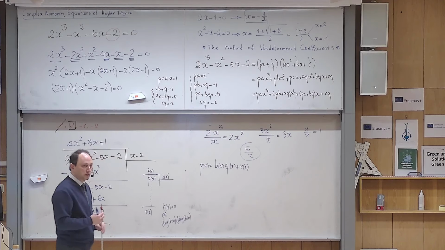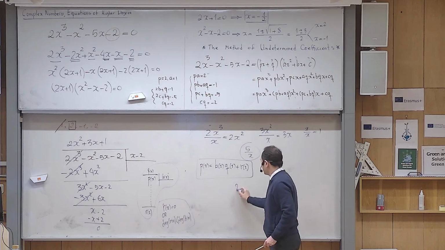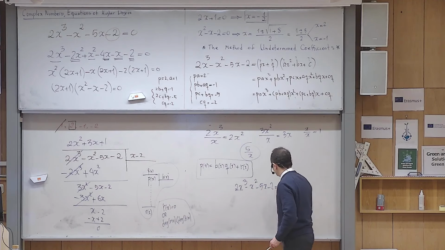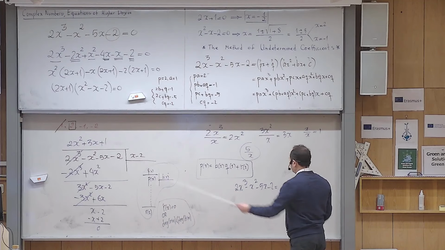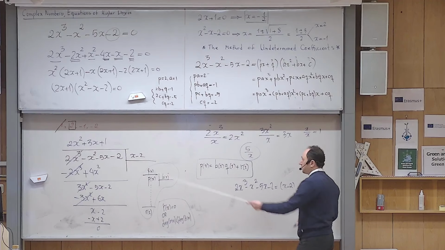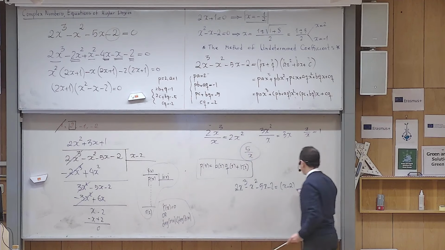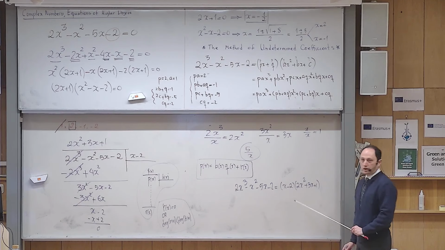Okay, these are important ones. But in our case, P of x is my original polynomial. So 2x cubed minus x squared minus 5x minus 2 is equal to what? It is equal to this polynomial multiplied by this polynomial that I derived in this process. I didn't know about that before. 2x squared plus 3x plus 1 plus the remainder. But what is the remainder? 0. So we don't write it. That's it. So this means that I succeeded to factorize this.